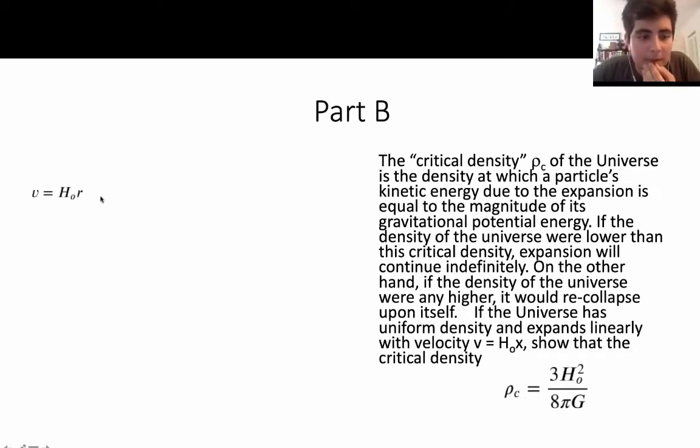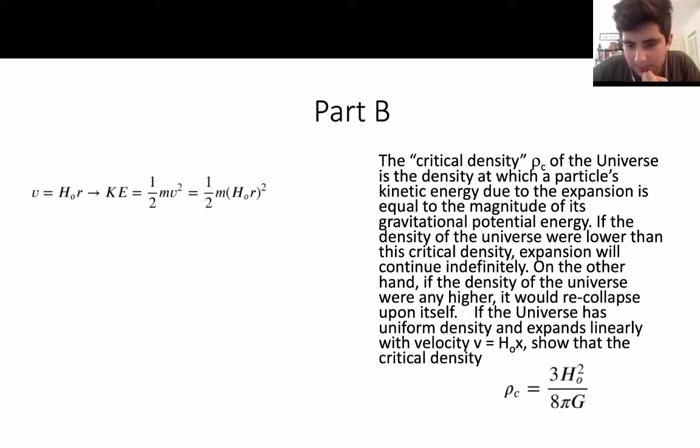Well, we're actually going to plug this v equals H sub 0 times r into the kinetic energy equation. So you know that kinetic energy is 1/2 mv squared. So plugging in for v, you're going to get 1/2 m (H sub 0 times r) in parentheses, squared. So now we figured out the kinetic energy that we're going to have to set equal to the gravitational potential energy.